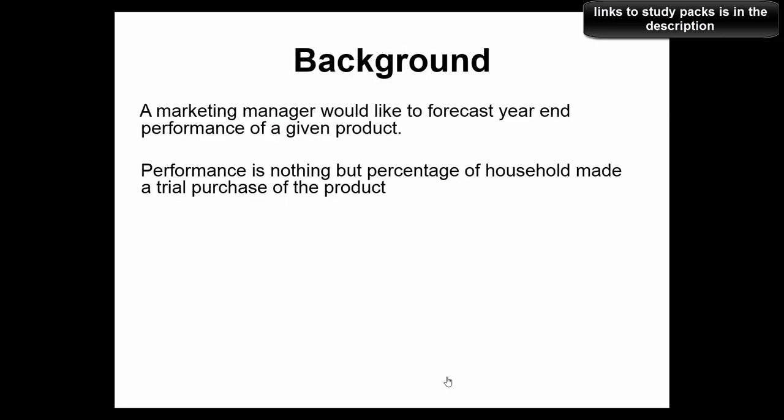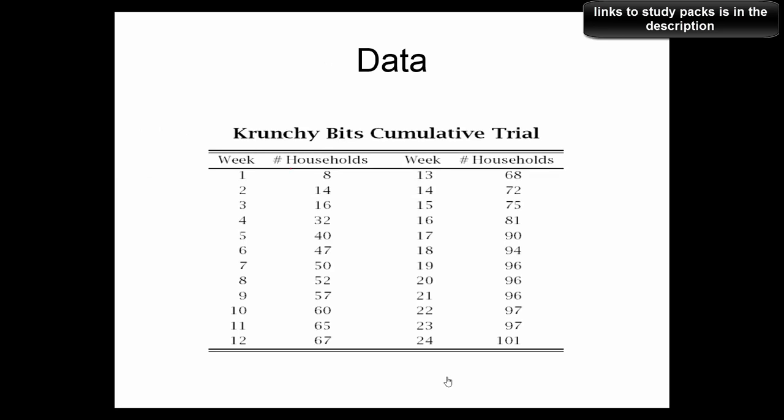Okay, so here is the background example. There's a marketing manager who would like to forecast the year-end performance of a given product. So it's in the market and it's selling in the market, and the marketing manager is trying to forecast what is going to be the year-end performance of the particular product. Okay, so the data that's available with us is like this.